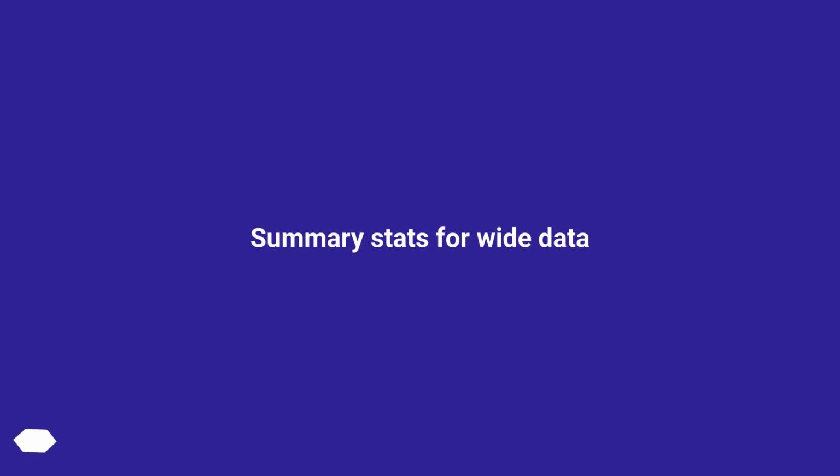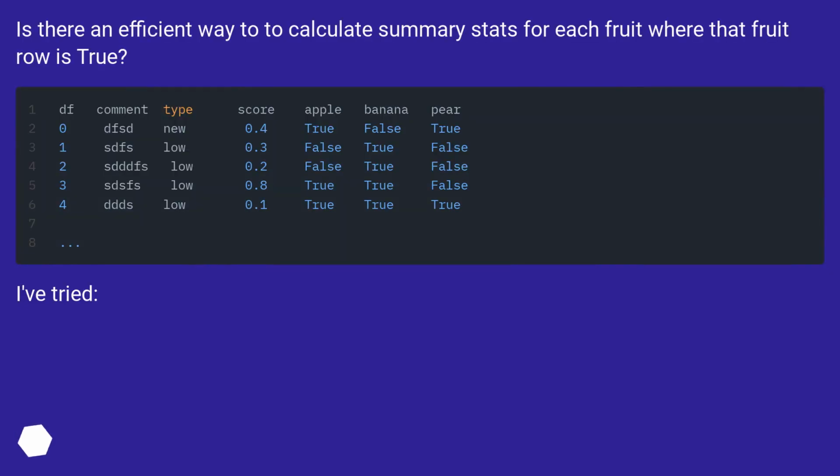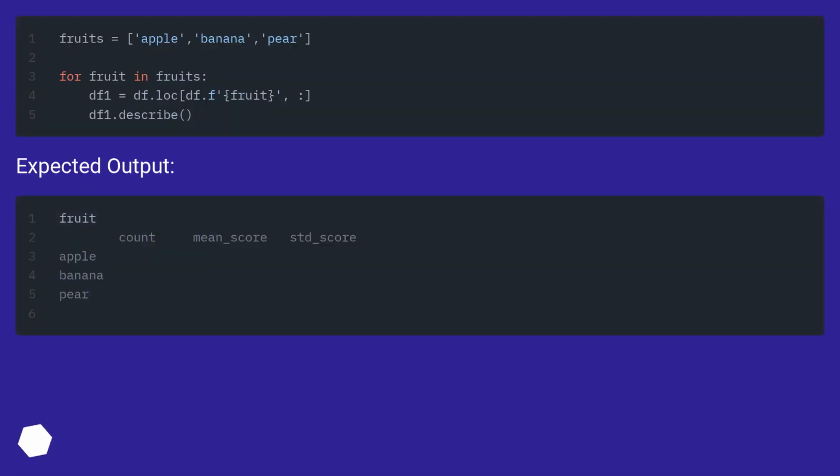Summary stats for wide data. Is there an efficient way to calculate summary stats for each fruit where that fruit row is true? I've tried. Expected output.